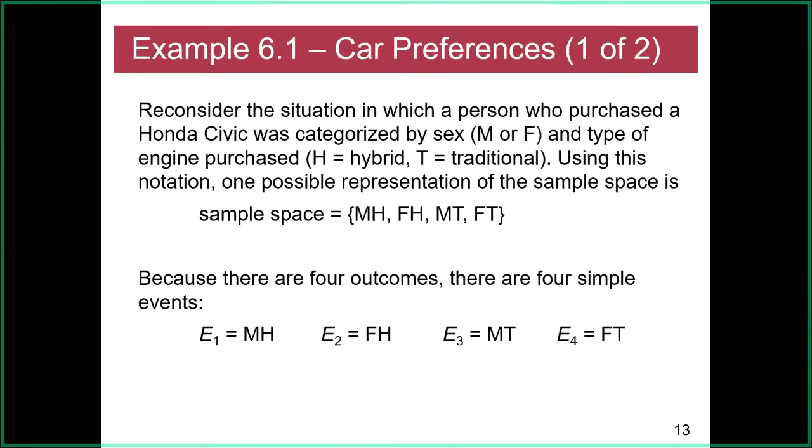So let's consider a situation, buying the car again. Gender, male or female, versus hybrid or traditional. Using this notation, one possible representation of the sample space is M for male, H for hybrid; F for female, H for hybrid; male traditional; female traditional. Because there are 4 outcomes, there are 4 possible simple events. Each single outcome is its own simple event.